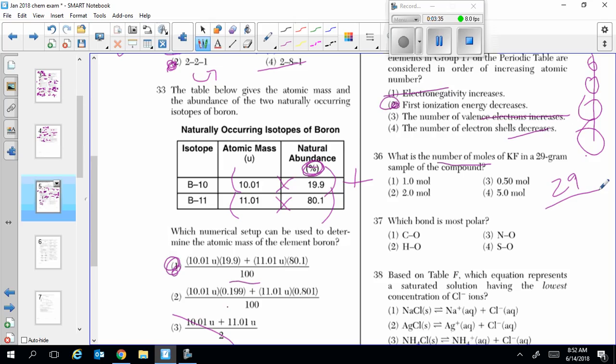My gram formula mass, I need to add together a K and an F. So I'm going to the periodic table and I'm looking up how much a K is. A K is 39 and F is 19. So I'm adding together 39 plus 19, I get 58. So I want 29 divided by 58. Oops, sorry. 29 divided by 58, and I get 0.5, so it's 0.5 moles.